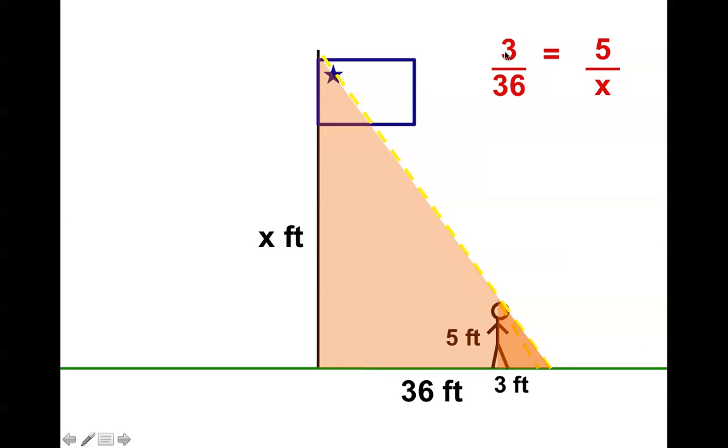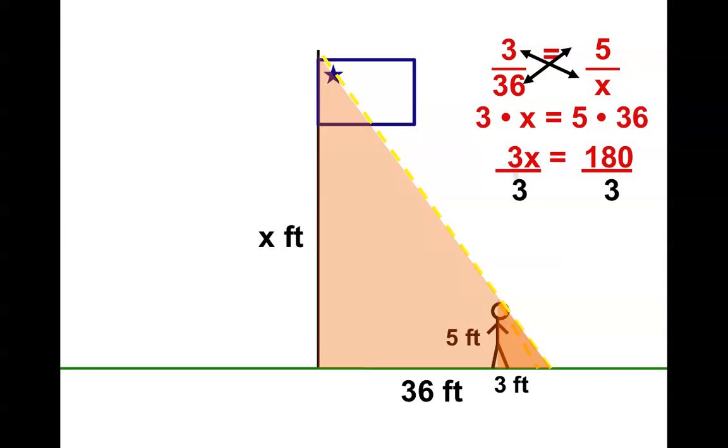Notice, I have 3 and 5, that's me. This is my shadow number. This is my actual height. The shadow for the flagpole is 36, and I don't know what its height is, so that's how I figure it out. Cross multiply, divide, and I know that this flagpole is 60 feet high.